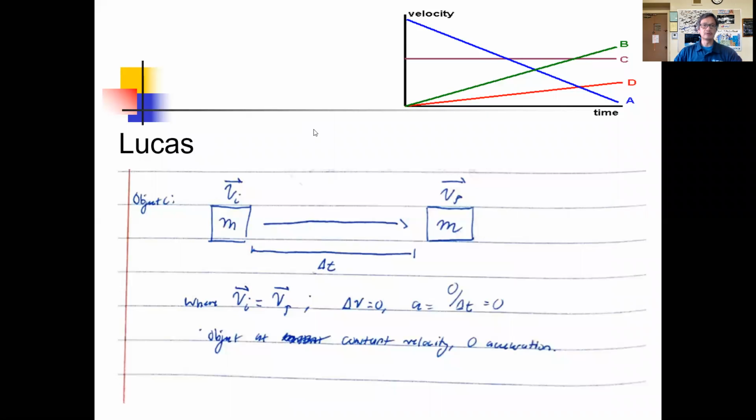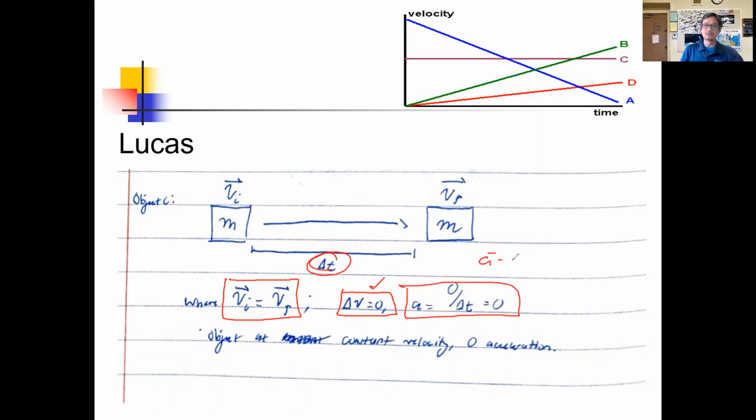Let's take a look at what Lucas has provided for us here. Lucas also has chosen object C. We have v final, v initial here, and Lucas clearly, without plugging in any numbers, indicates that v final and v initial throughout any time interval are going to be the same, and so the change in velocity is going to be 0. He shows us also that if the change in velocity is 0, and you plug it into the calculation where we have delta v over delta t, then the acceleration will also be 0 meters per second.